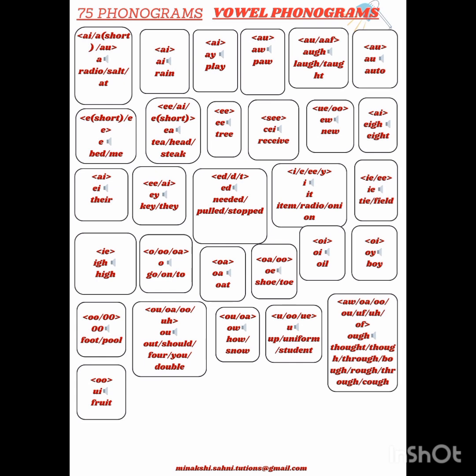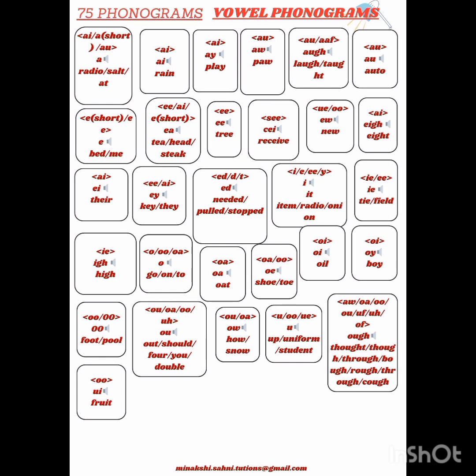Next is OU combination making an ow sound, a long O sound, a oo sound, and a u sound. Ow sound as in out, should as in making oo sound, four as in making long O sound, U as in making u sound, double as in making u sound. Next is OW, making ow sound and O sound, as in how and snow.